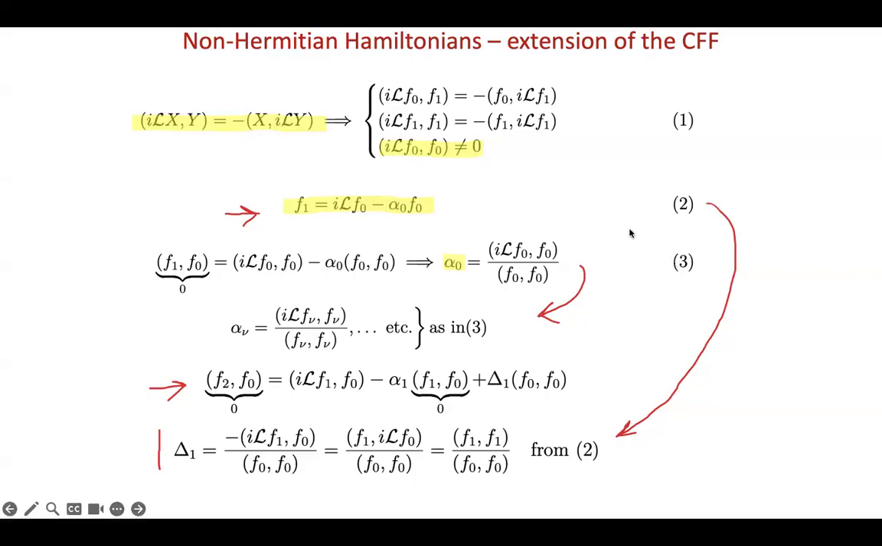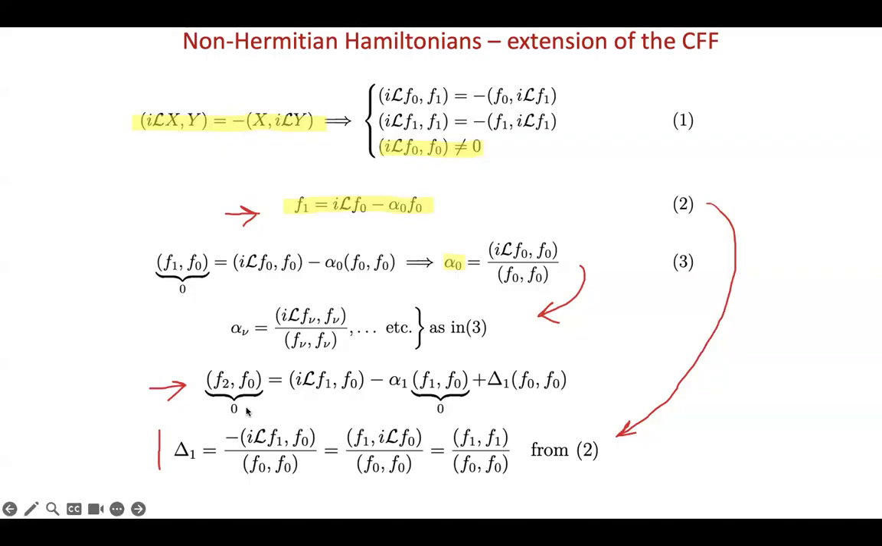So we now have a form for alpha 0, and this is in fact the general form. So I will just assume for our own purposes that alpha nu has the exact same form, IL F nu comma F nu over F nu F nu. And we'll see that that will happen. I'm just giving you the answer.